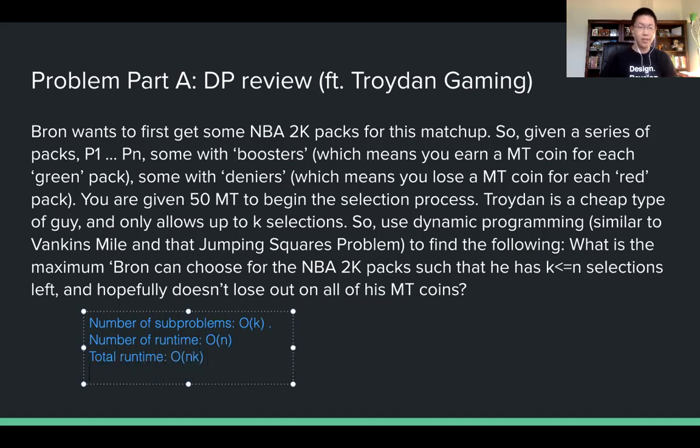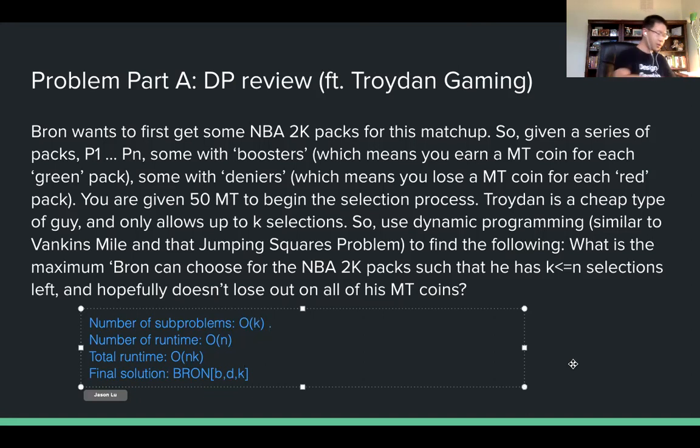So very, very fast. It's basically optimized like quicksort. And the final solution is pretty simple. You just choose the max of the boosters and deniers, up to the K selection. So that's it. That's the dynamic programming solution for this part A, which is pretty nice to have.